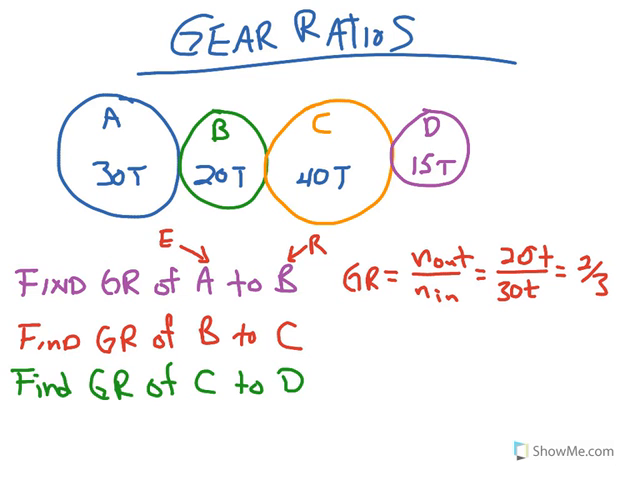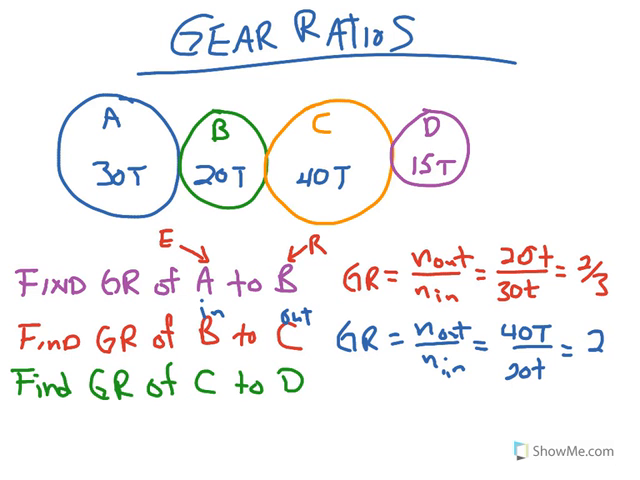Gear ratio for the second question, B to C. So B is in, C is out. B is first, we assume it's in. The number of teeth on the out divided by the number of teeth in. That would be 40 teeth divided by 20 teeth, which is 2 to 1, or 2.